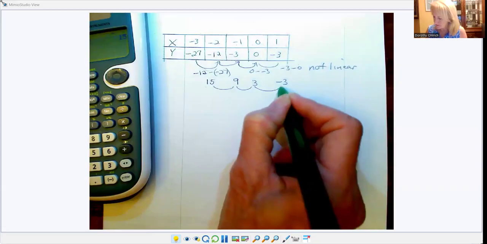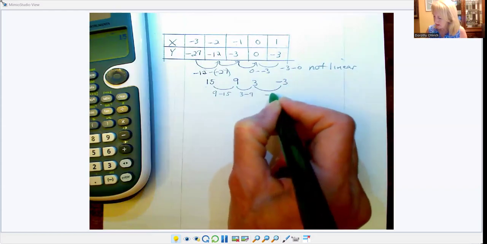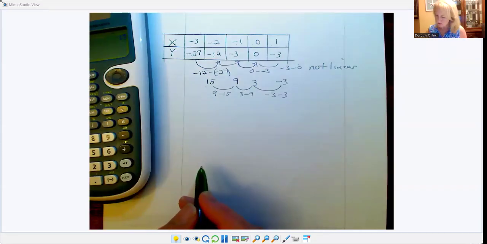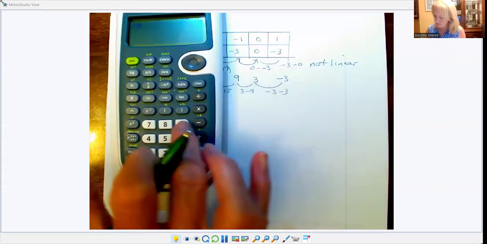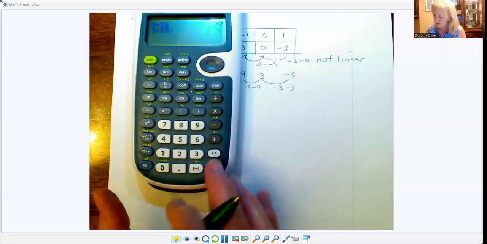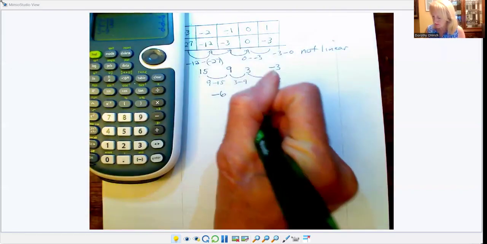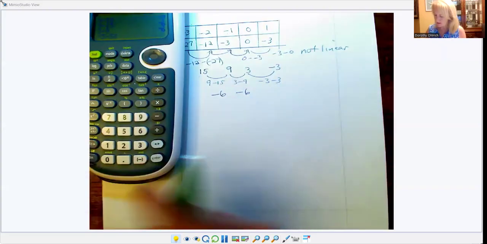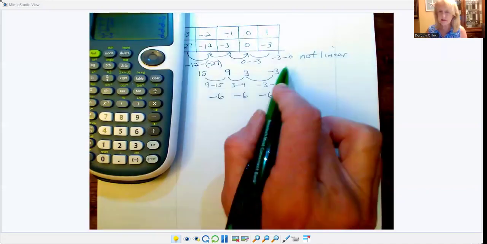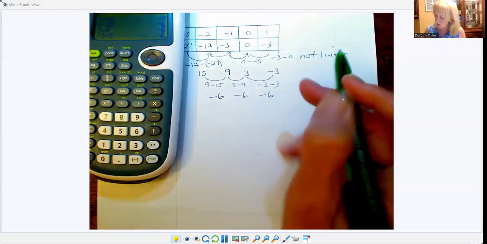Let's try these: 9 minus 15, 3 minus 9, and negative 3 minus 3. Remember going from right to left. 9 minus 15 is negative 6. 3 minus 9, also negative 6. And negative 3 minus 3 is negative 6. At this second juncture, we were able to get a consistent pattern. So this is called quadratic.